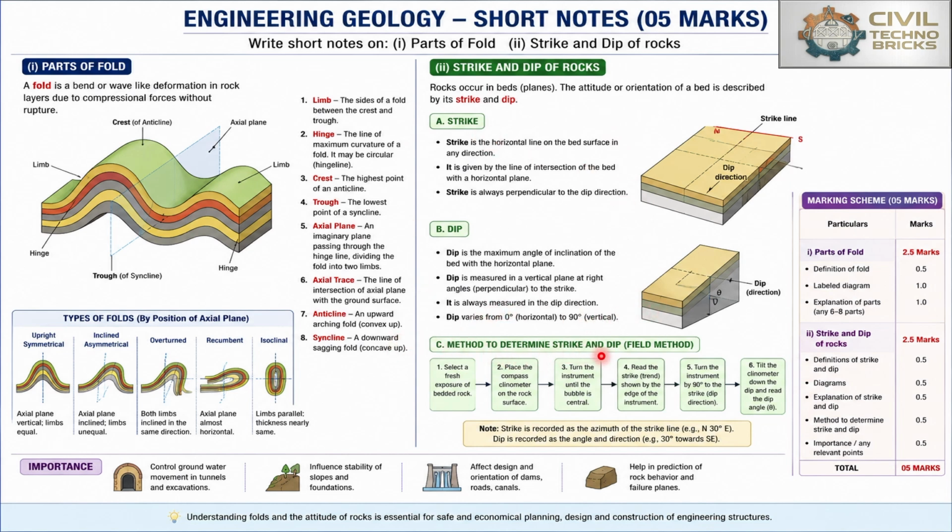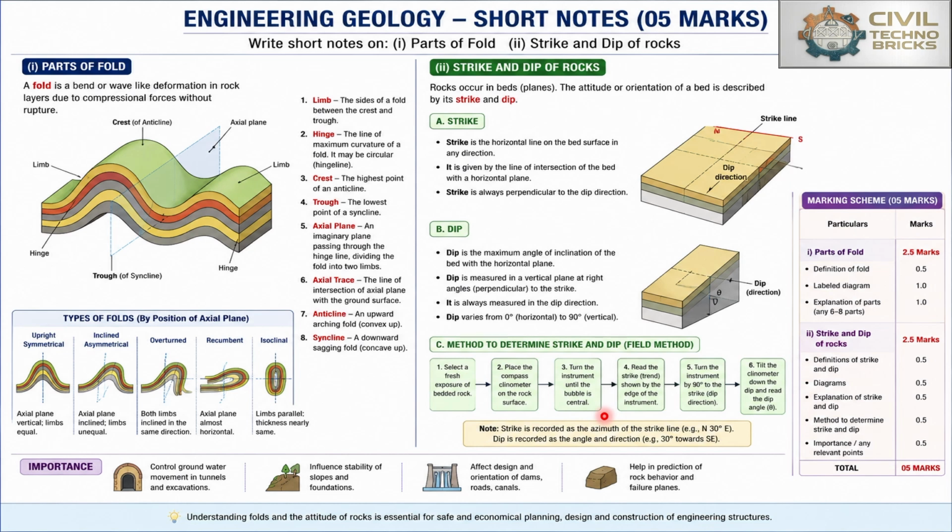The method to determine strike and dip is the field method, which is most important, with a step-by-step procedure: selection of a fresh exposure of the bedded rock, then place the compass clinometer on the rock surface and turn the instrument until the clinometer reads the dip, and basically we measure the dip angle and the strike line. Strike is recorded as the azimuth of the strike line, for example north 30 degree east, where dip is recorded as angle and direction, for example 30 degree towards southeast. This is the most important comparison for strike and dip.